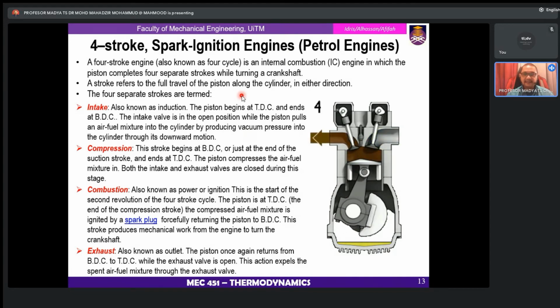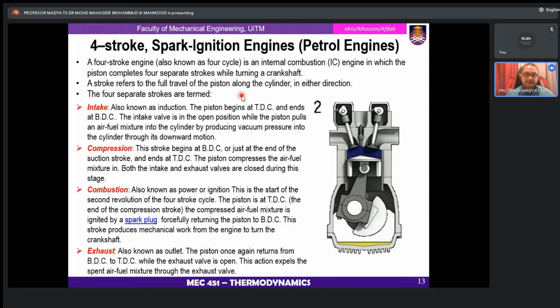This starts the second revolution of the four-stroke cycle. The piston is at TDC, and then the compressed air-fuel mixture is ignited by the spark plug, forcefully returning the piston to BDC. This stroke produces mechanical work from the engine to turn the crankshaft. That's why it's known as the combustion stroke, power stroke, or ignition stroke.